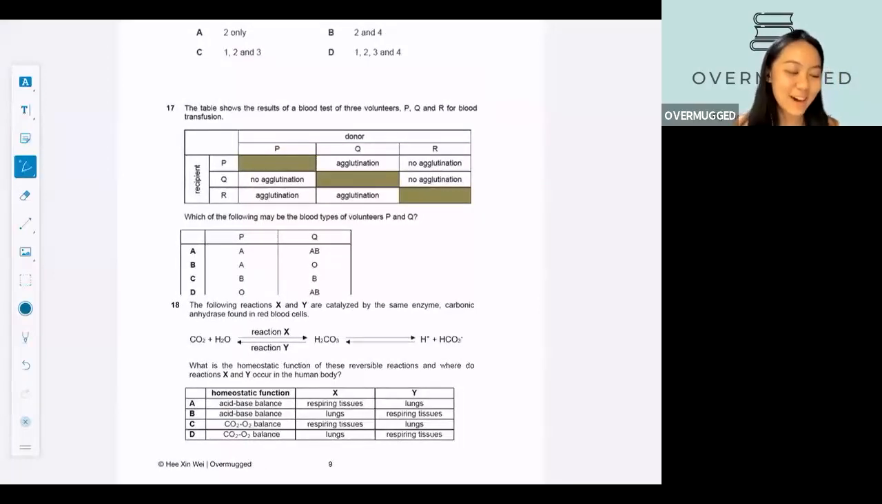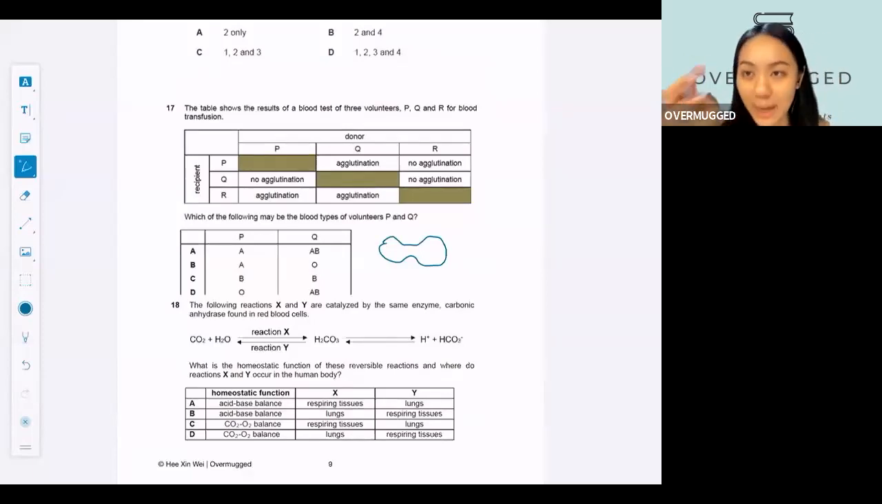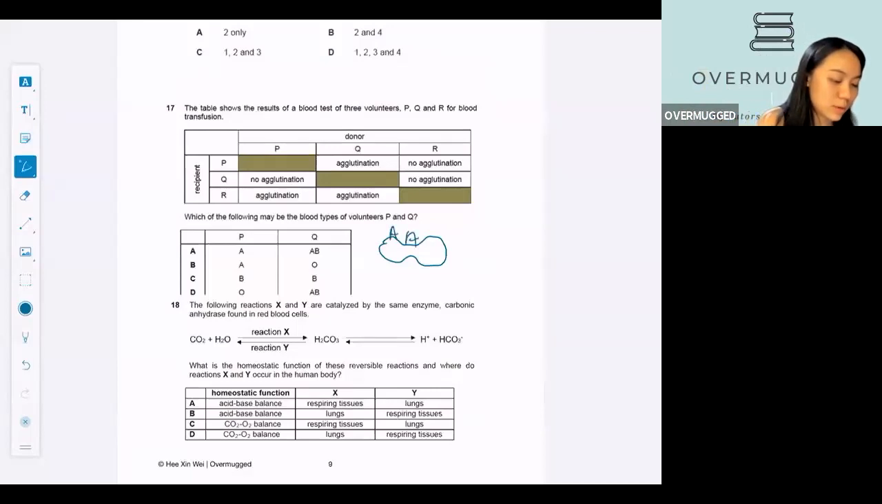What you need to know is just, okay, write it down, everyone. Your red blood cell has your antigen. Let's say you are blood group A. This is how your red blood cell looks like. And then your plasma would have all the anti-B antibody.